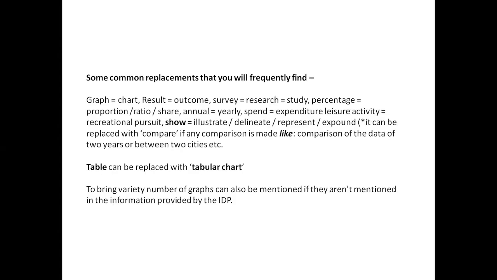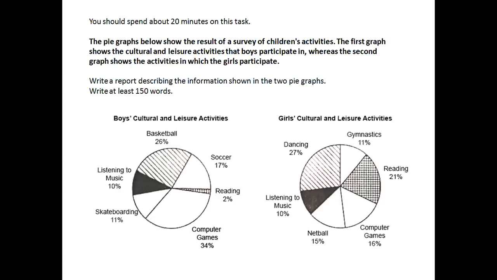Now again, have a look at this graph also. Let's go back and see this graph. Here we go, this one. The pie graph below shows the result of a survey of children's activities. The first graph shows this, another graph shows this. We are not supposed to write separately as it is written here. Rather, we are supposed to write in one single sentence.